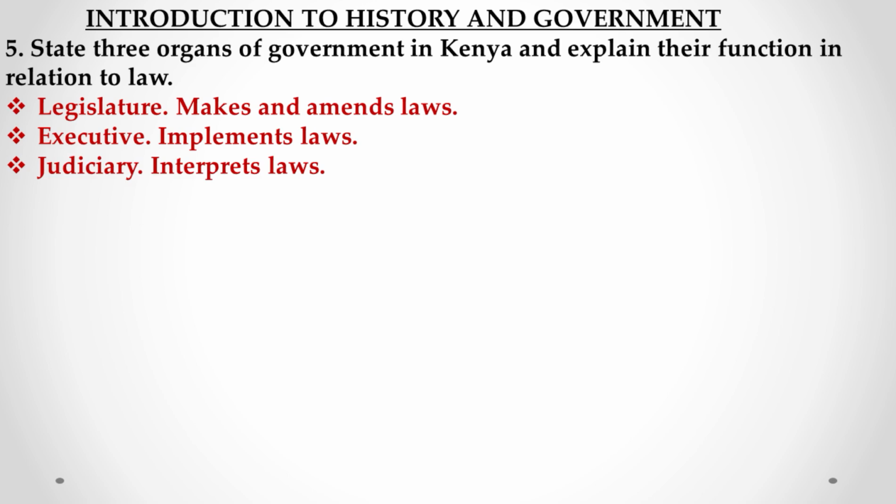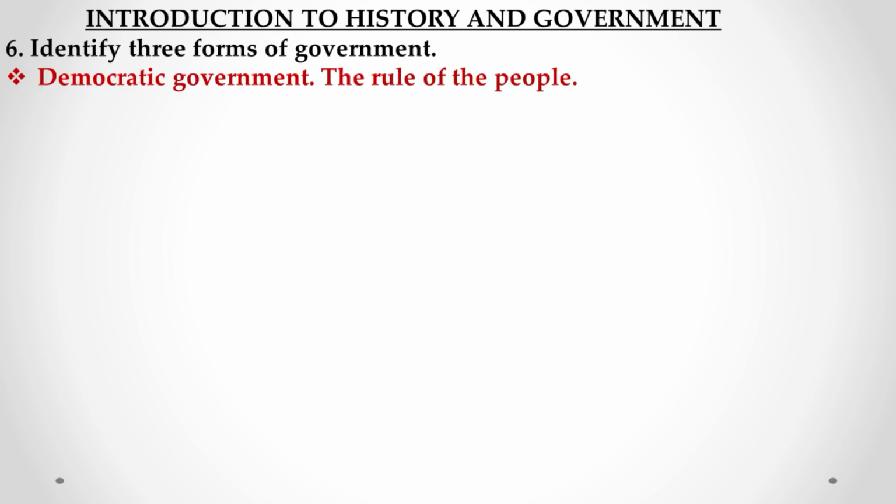And the work of the judiciary is to interpret the law and check whether they are constitutional or unconstitutional. Question 6. Identify the forms of government. Among the forms of government, we have democratic government, and this is the form of government whereby it's the rule of the people, either directly or indirectly. Abraham Lincoln defined democracy as the government of the people, by the people, and for the people. So the people are in charge.